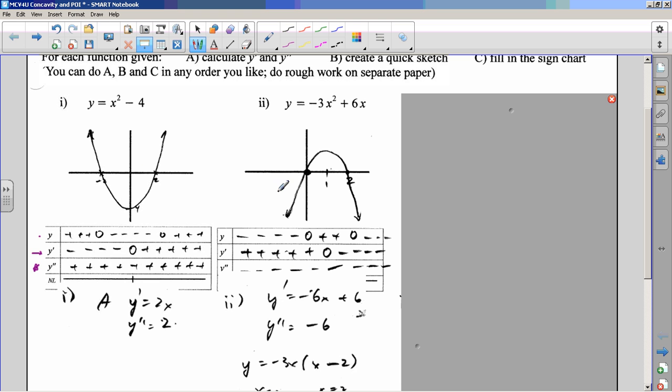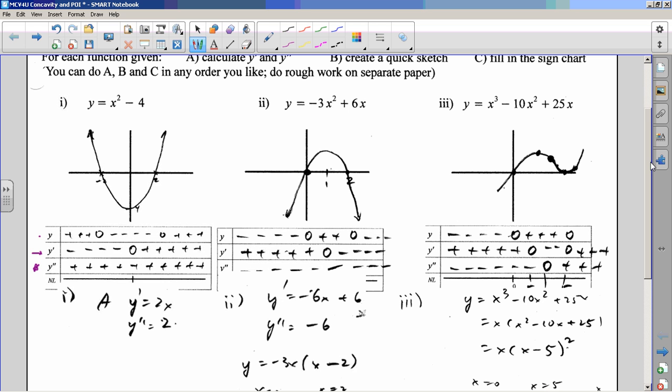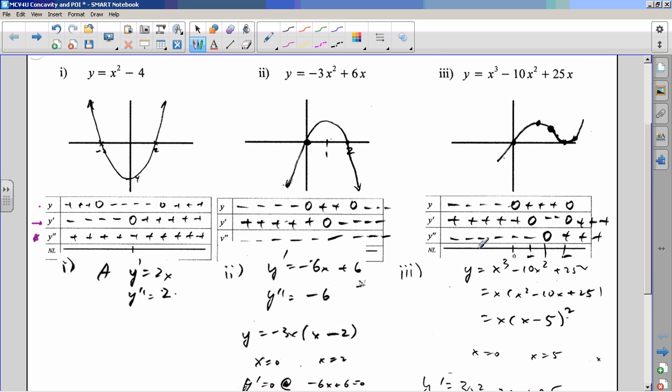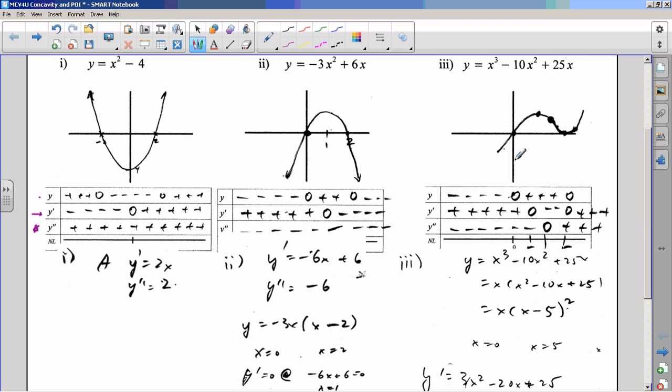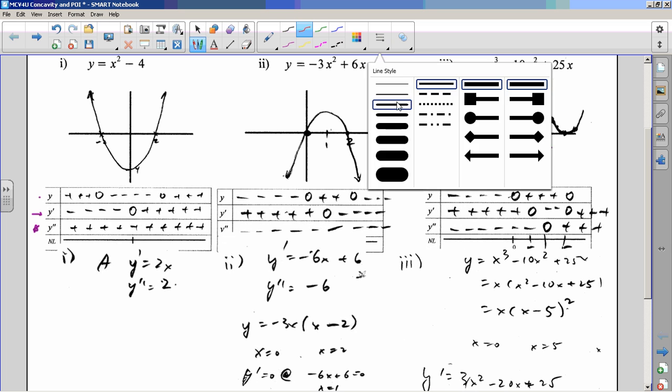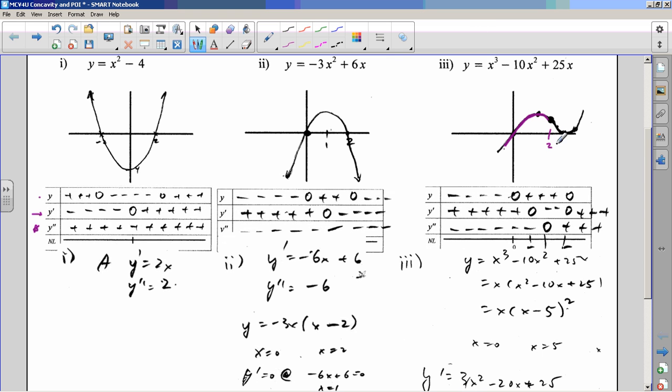Positive, smile. Negative, frown. And then we can see more complicated functions where the second derivative actually changes sign. We see that up until it looks like maybe 2, is this 2? Something like that, it's a frown shape, right? There's the frown shape. And after 2, it's the smile shape.